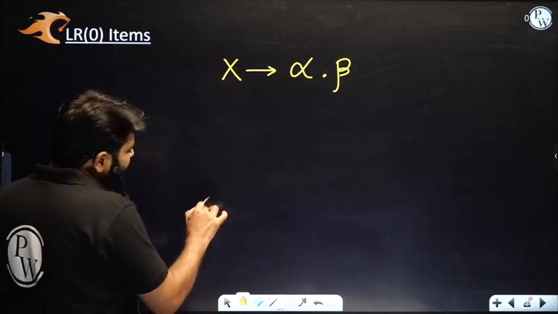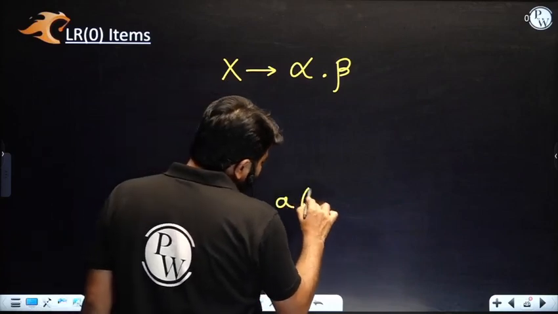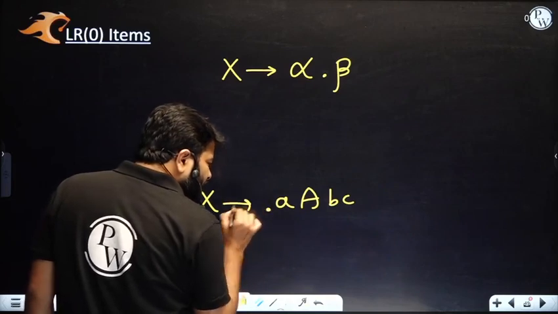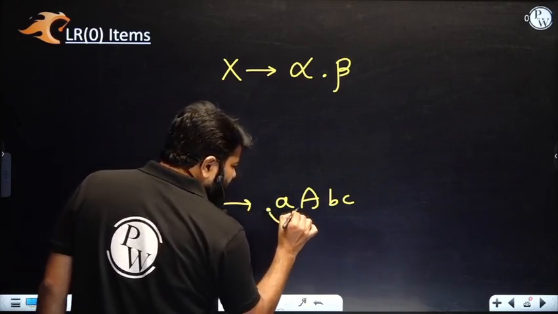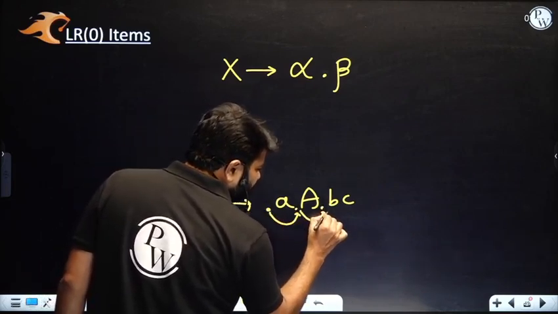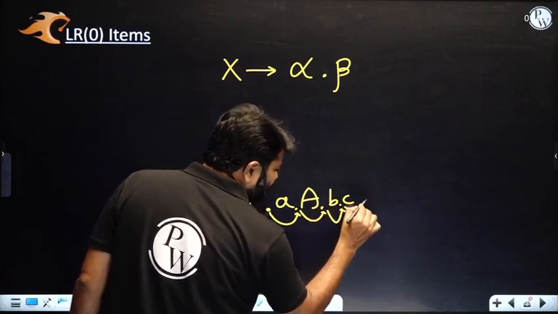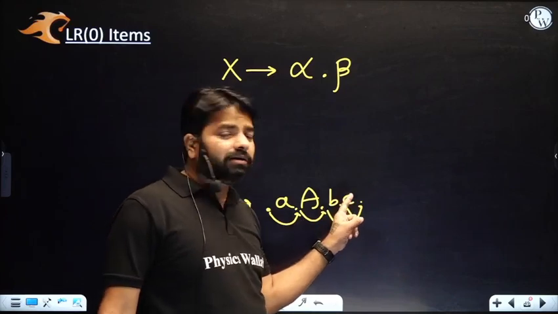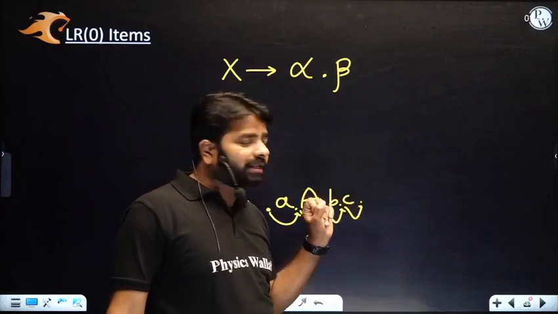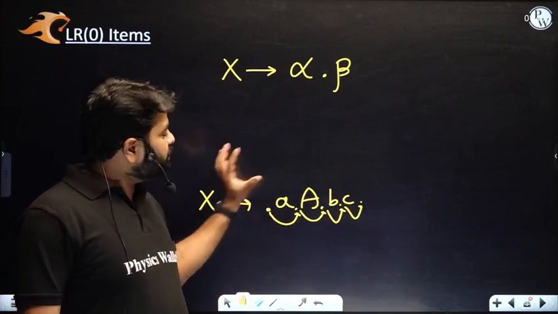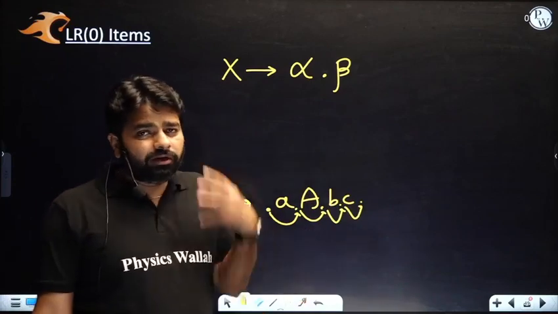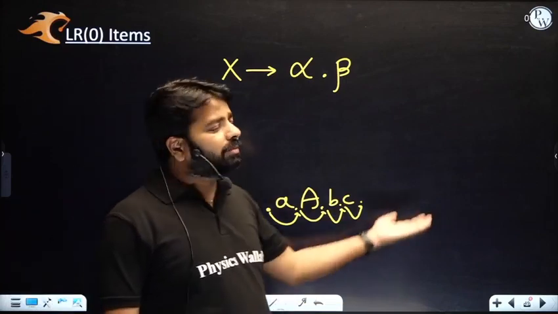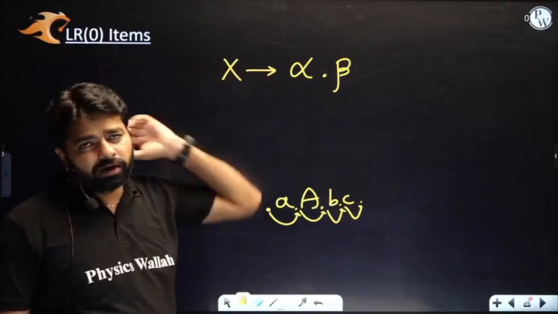Suppose you have a very big production, something like A, B, C. What happens is the dot starts here, after some time it moves here, and after some time it moves here, and again and again. When it goes to the end, when it appears at the end, that means this production can be reduced further. Reduced means this RHS can be replaced with the LHS. That's how it is able to follow the reverse of RMD concept.